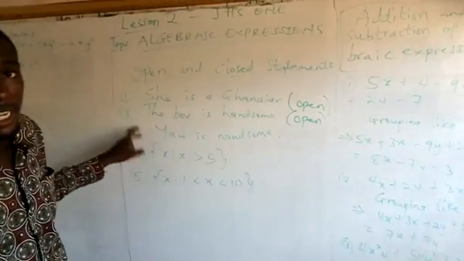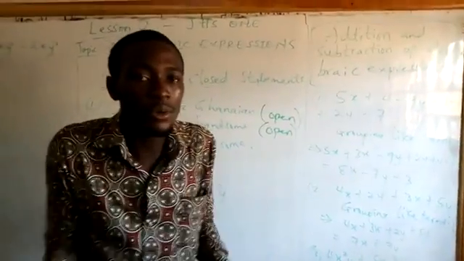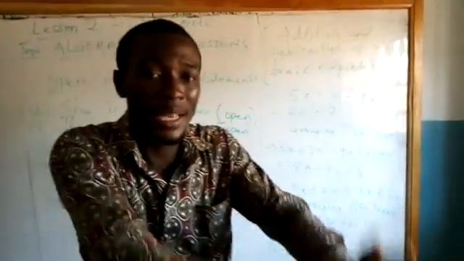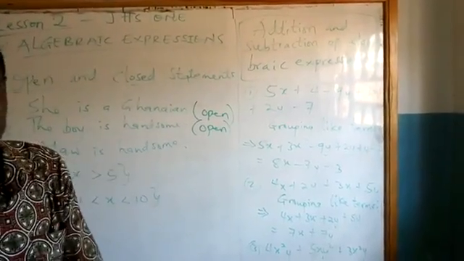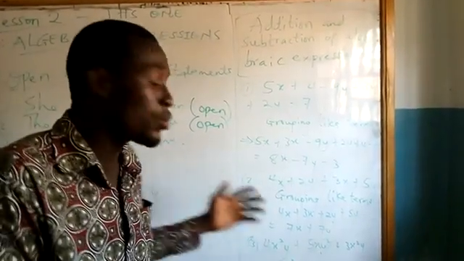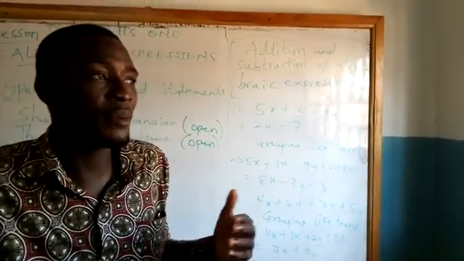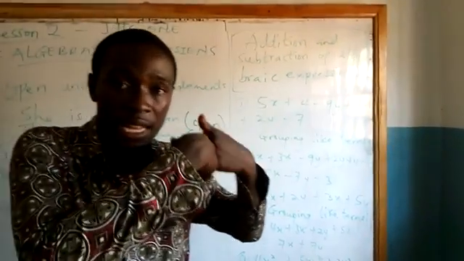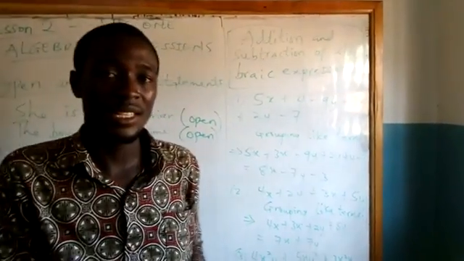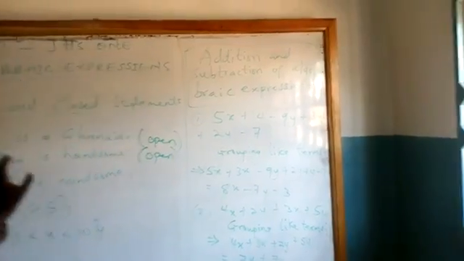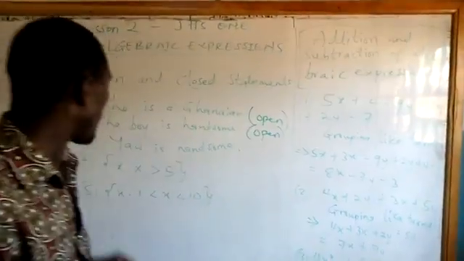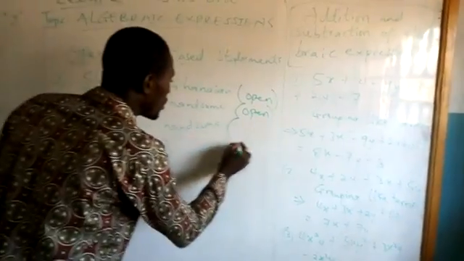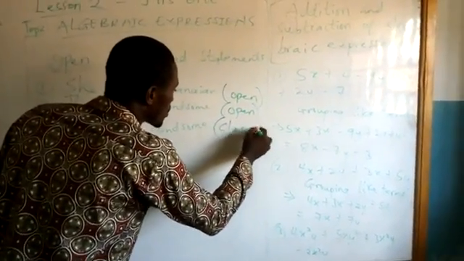Let's look at the third statement. Yao is handsome. Now we know Yao. Yao is addressing a particular person. So we can say that this statement is closed because it's not asking, and it will not come up with a secondary question. Yao is the name of a particular person, so we can confidently conclude that this is a closed statement.